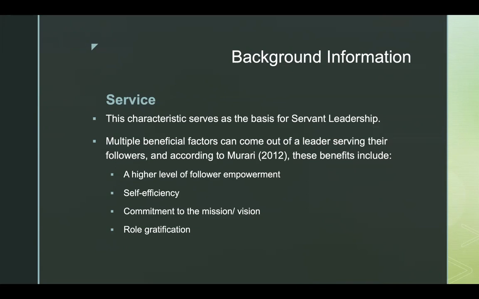Through supporting and showing appreciation to their followers, this helps contribute to the service aspect instilled within the leader. Now, Murari in 2012 shared that benefits include a higher level of follower empowerment, self-efficacy, commitment to the mission and vision, and role gratification. All of these benefits share a sense of aid to the acknowledgement of what the followers need or desire to be useful in the shared mission.